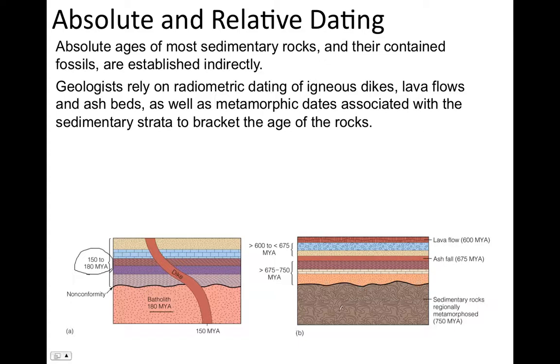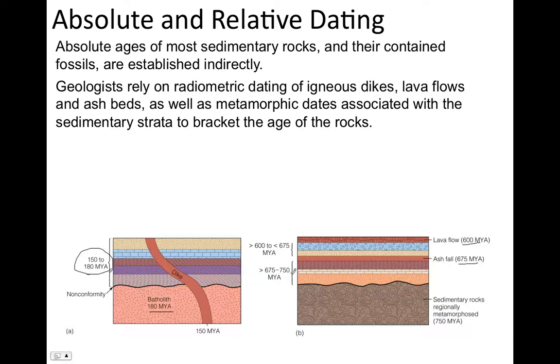And in this cross-section on the right, we have these sedimentary rocks that were regionally metamorphosed during a continental-continental collision that occurred at a known date, 750 million years ago, so we can ascribe that absolute age to these metamorphic rocks. So we know the age of these metamorphic rocks. However, these sedimentary rocks above it are of unknown age, but here's an ash fall. That's igneous material, so it can be absolute dated. We find that it is 675 million years old. Above it, more sedimentary rocks, and on the very top we have a lava flow. Igneous is dated to 600 million years old.